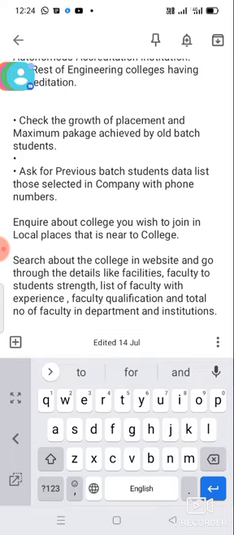Sometimes you can go directly to the institution's website, and if there is a college prospectus, you can ask the college management to give you the details regarding faculty, educational qualifications, faculty profiles, number of faculty working, and the facilities. Everything will be available in the college book, that is the summary book.